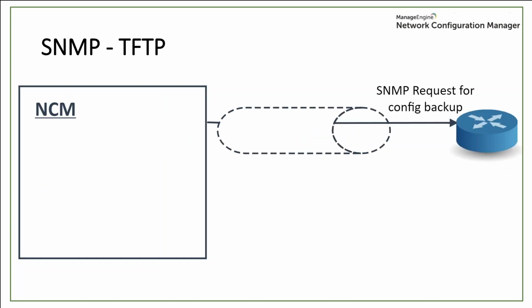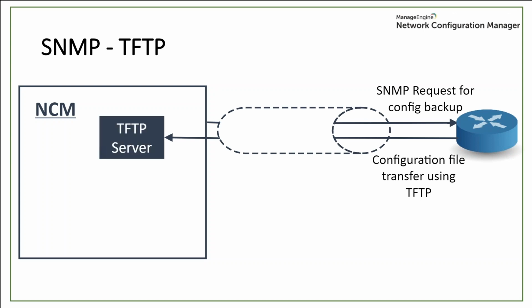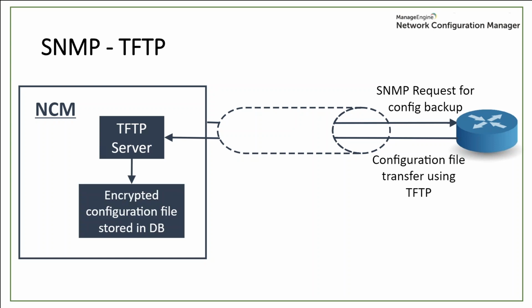In the SNMP TFTP connection, NCM will send an SNMP request for configuration backup to the device. The device will send the corresponding configuration file using TFTP, and this configuration file will be received by the inbuilt TFTP server. Later, NCM will encrypt this configuration file and store it in the DB.